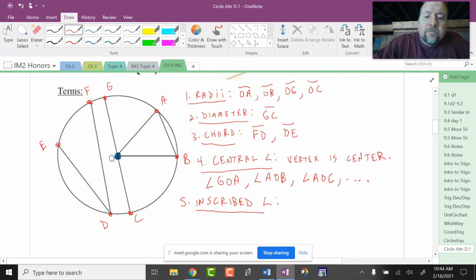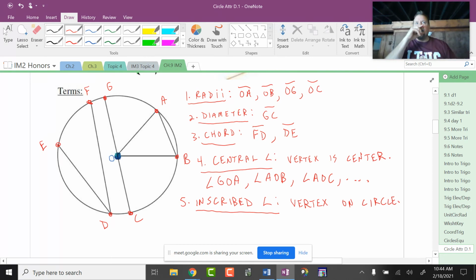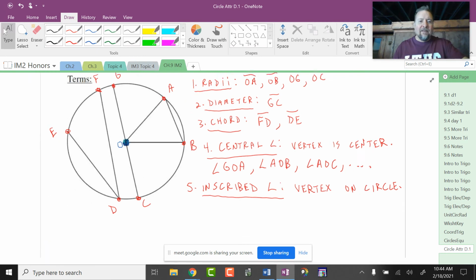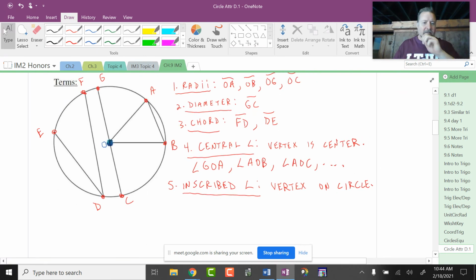Inscribed angle, that is an angle whose vertex is on the circle, much different. I'm going to speak like a caveman here. Vertex on circle. Okay, bad English. It's short and sweet, especially in our environment. We just want to get you to brass tacks of stuff here. All right, so we got diameter, chord, central angle, inscribed angle. We'll talk about those relationships on the next page.